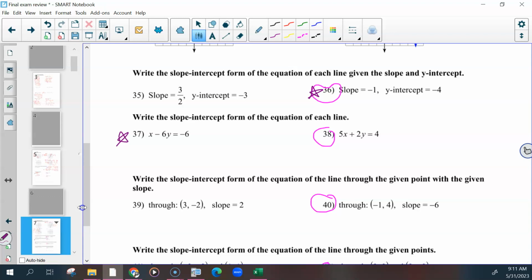You're given your slope and your y-intercept. So you would just do the same things we were doing before. Put those together in your equation. Y equals -1x or -x, and then -4. Either of these would be fine, either putting the -1 in front of x or not.